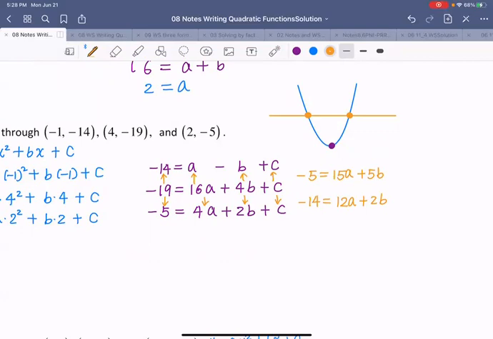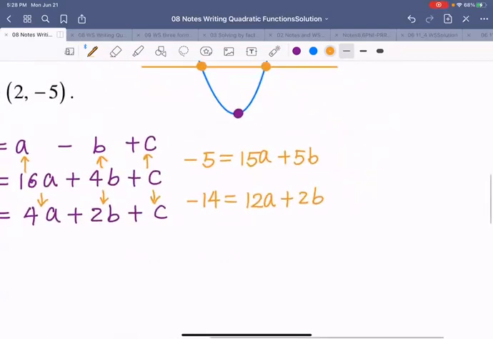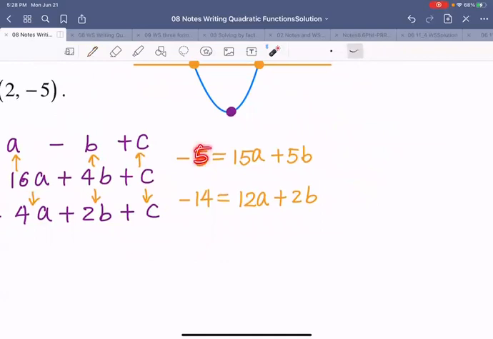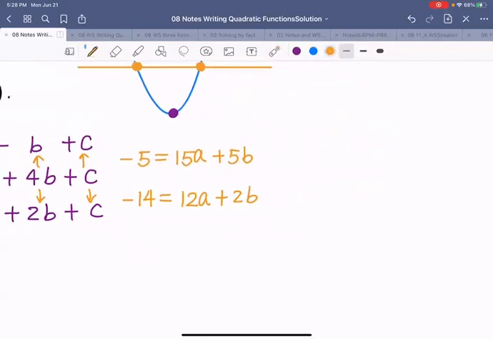You learned with me before. If we can simplify, let's go ahead and simplify. These are all divided by 5. Divided by 5 for each term. Go ahead. Negative 1 equals 3a plus 1b.